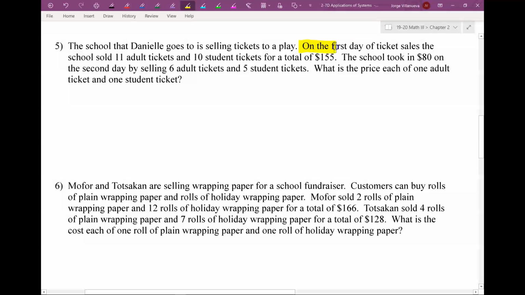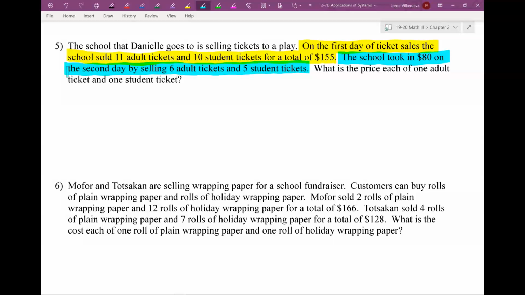So what I'm going to do is highlight that for myself as my first equation. Then it says the school took in $80 on the second day by selling 6 adult tickets and 5 student tickets. Well, look, there is my next sentence that actually has information for me. Then it says, what is the price of 1 adult ticket and 1 student ticket? So you have to solve for the variables. That's what the last sentence is always saying. Find your 2 variables. Notice how the very first sentence doesn't need to be paid attention to. Who cares what they're selling? They give me information later on. So let's take it a sentence at a time.